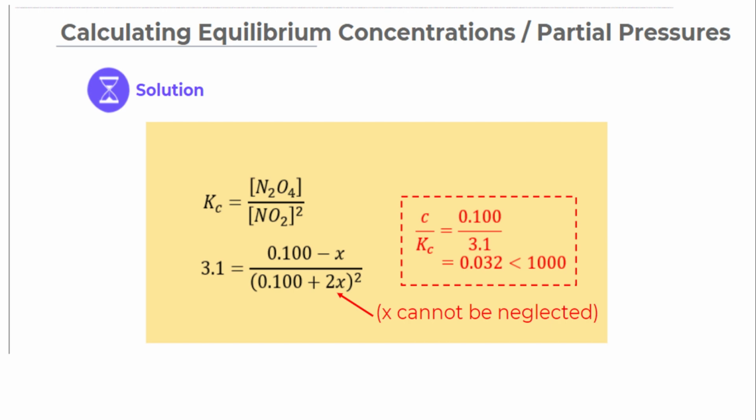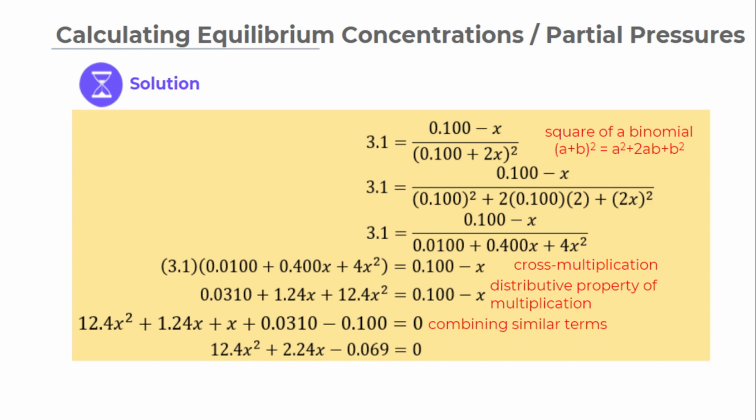Let us try if we can simplify the denominator on the right side of the equation. Our criterion for neglecting X is that the ratio of the concentration to the Kc must be greater than 1000. In our example, the ratio is less than 1000. Thus, X cannot be neglected in the denominator. Simplifying our working equation leads us to a quadratic equation which can be solved using the quadratic formula.